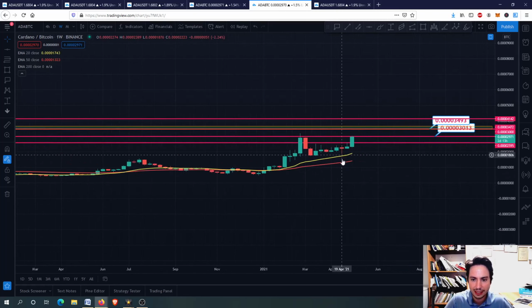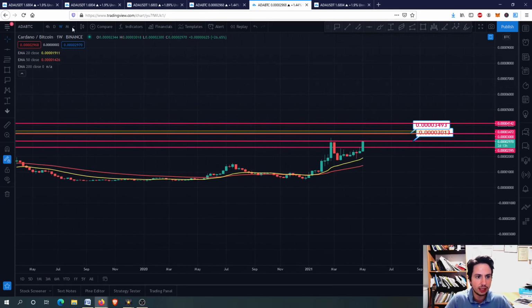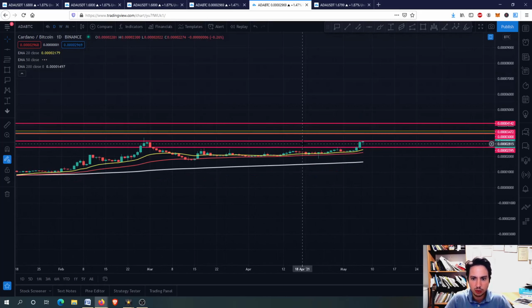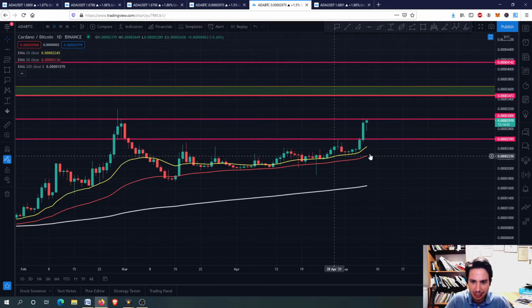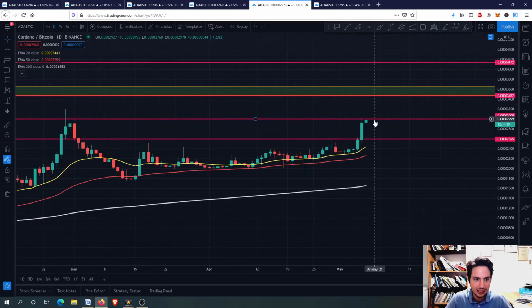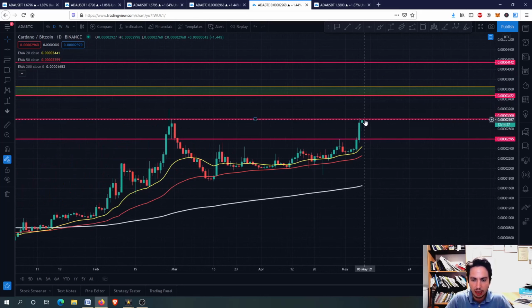The 20-day EMA is above the 50-day EMA. That is pretty good for ADA against Bitcoin in the weekly frame. Okay, in the daily frame, what we have here is of course the same. The 20-day EMA is playing the support role right now, as you can see, and I think we can retest and go above this resistance level over here. Okay, so it looks good in the daily frame.